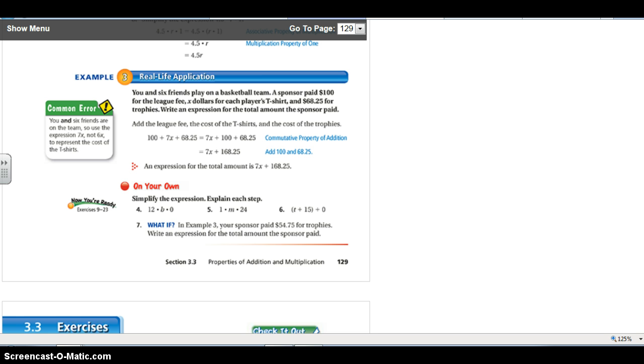Number 6 is t plus, in parentheses, 15 plus 0. And that's the associative property of addition. And then you should have written t plus 15, which is your addition property of 0. That's the end of section 3.3.